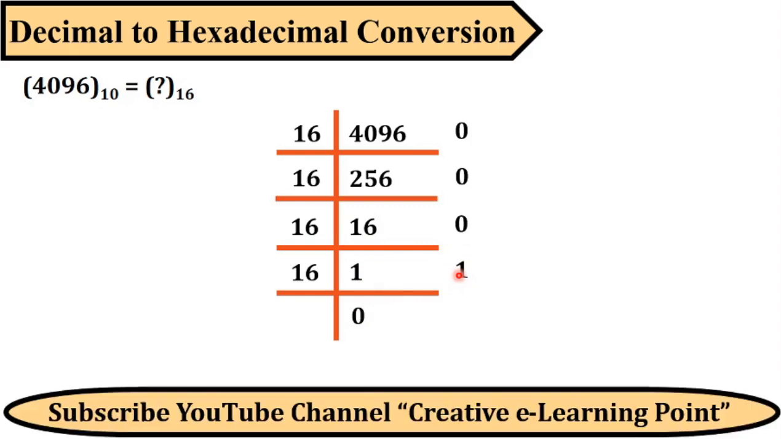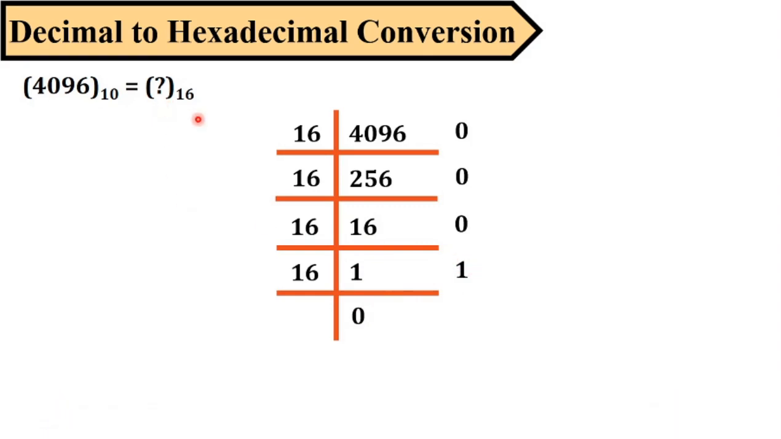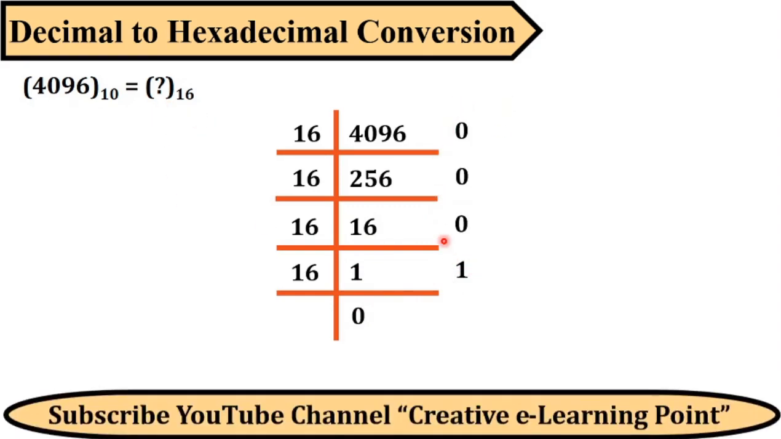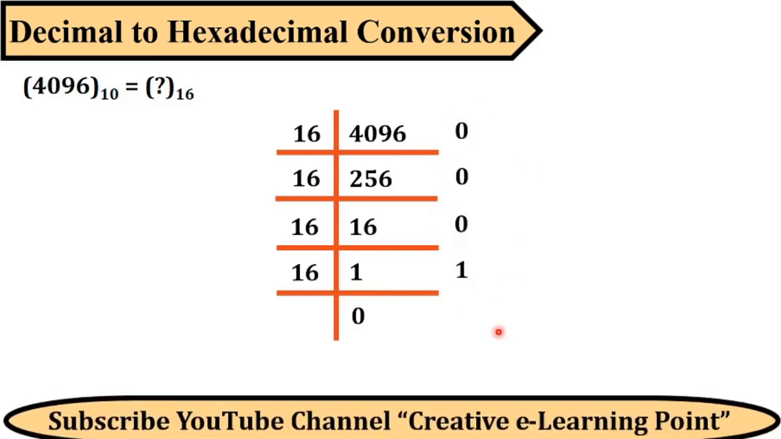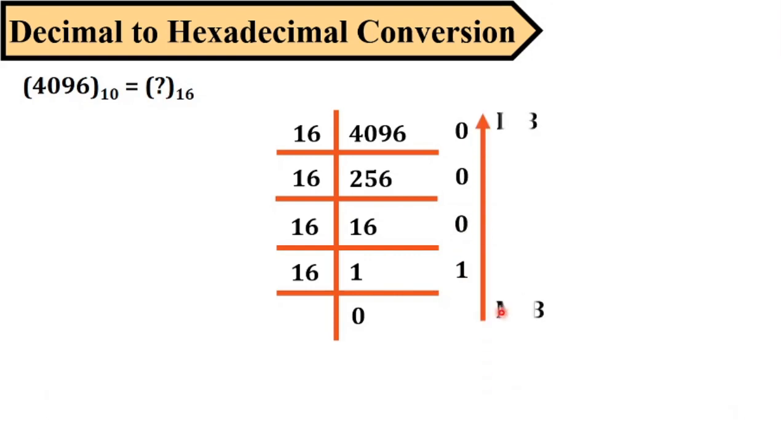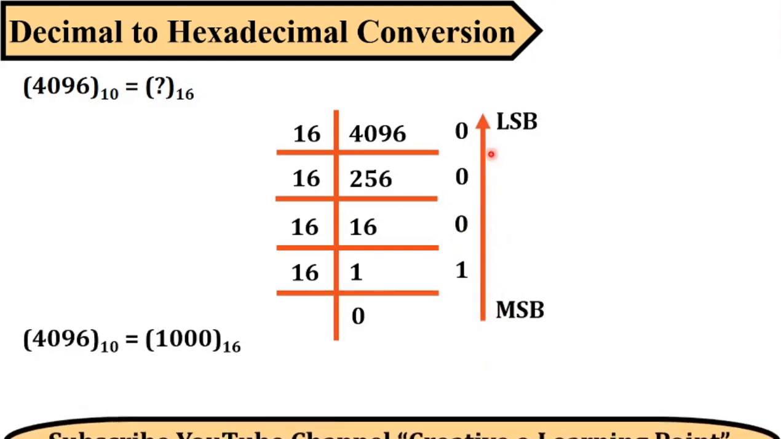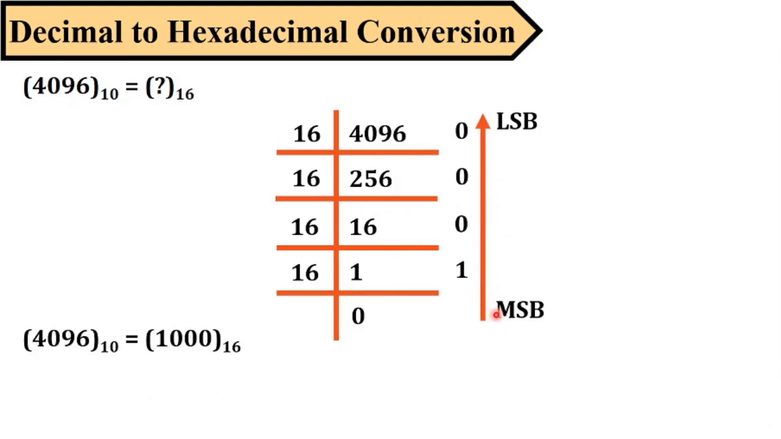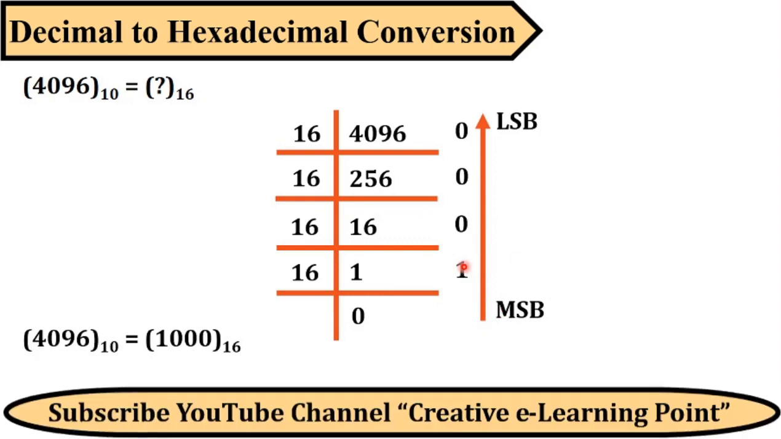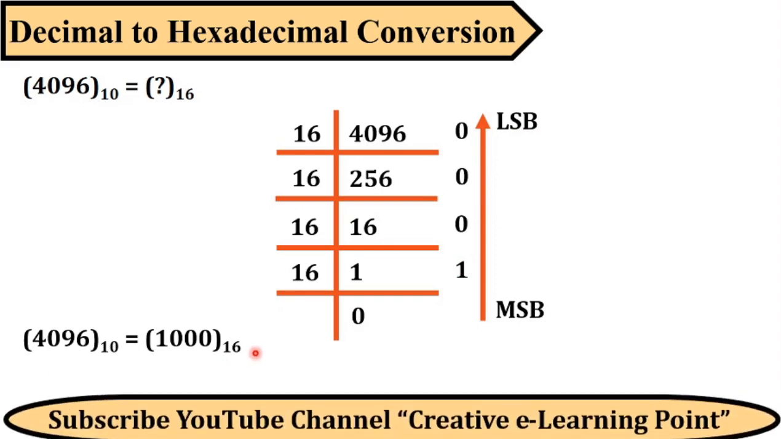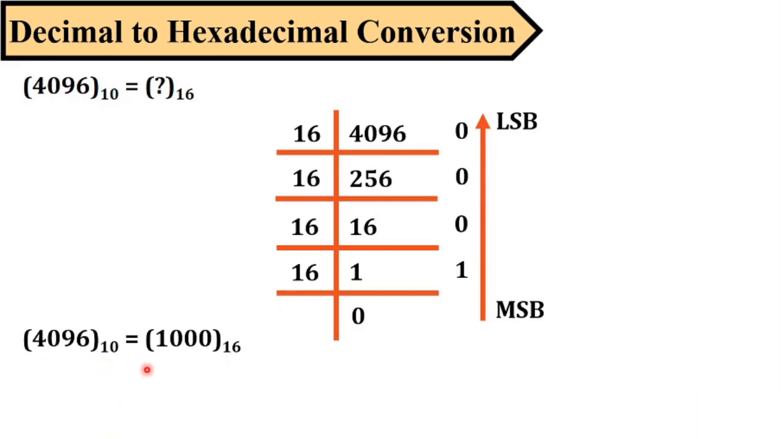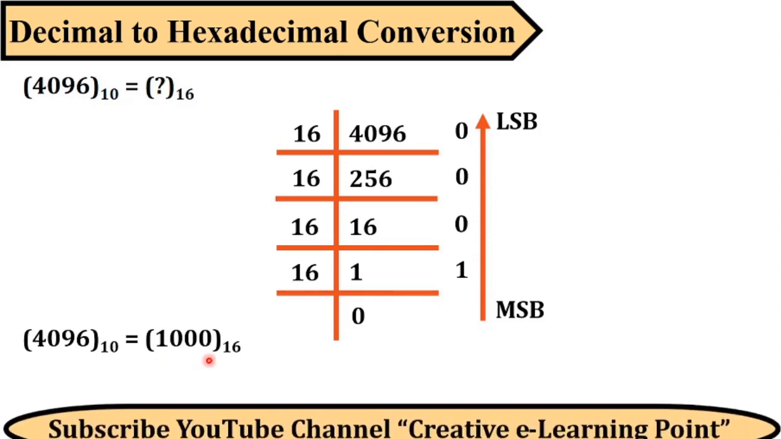Now to find the corresponding hexadecimal number, we need to collect these remainders. How are we going to collect them? From downward to upward, where the downward number is the most significant bit. Here 1 is the most significant bit in this particular problem and 0 is the least significant bit. So the corresponding hexadecimal number for 4096 is 1000.